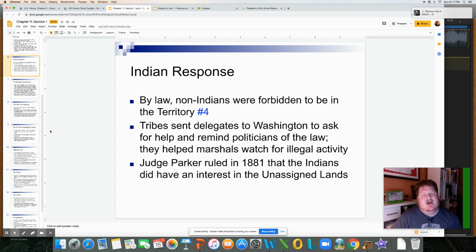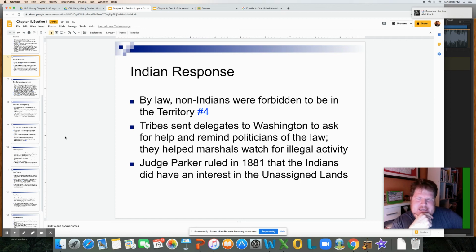By the law, those with no reason to be there were forbidden to be in the territory. Tribes sent delegates to Washington to ask for help to remind politicians of the law. Marshals watch for illegal activity.